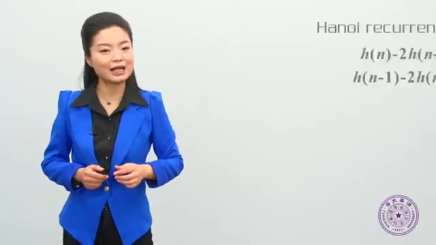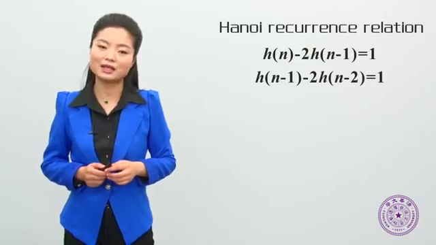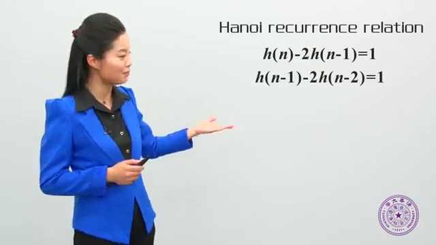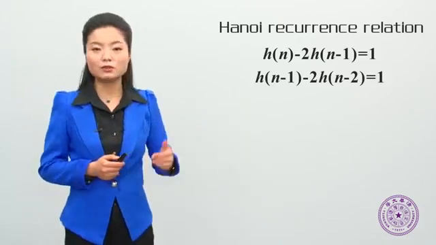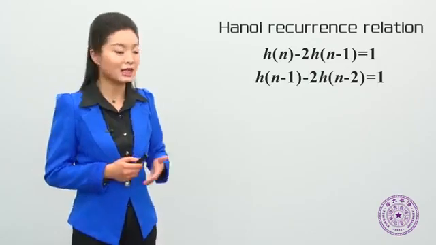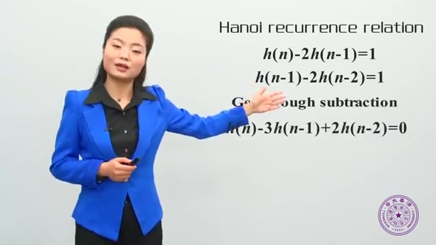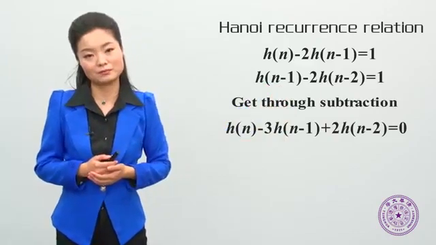Let's see if they are the same phenomenon in the Hanoi Tower problem. Actually, in the Hanoi Tower problem, the recurrence relation is not homogeneous at first. The right-hand side is 1, and we eliminate the right-hand side by subtracting. Then we get that h_n minus 3h_{n-1} plus 2h_{n-2} is equal to 0.